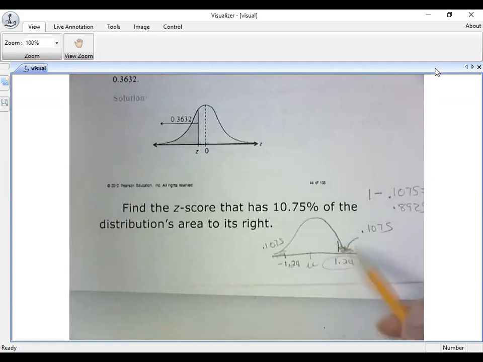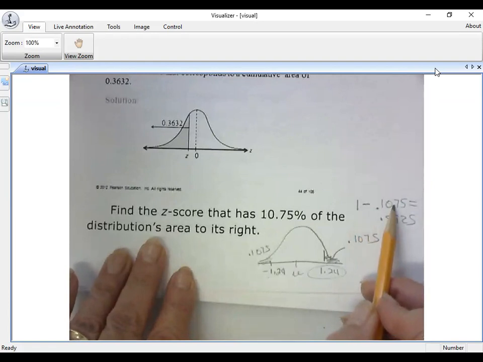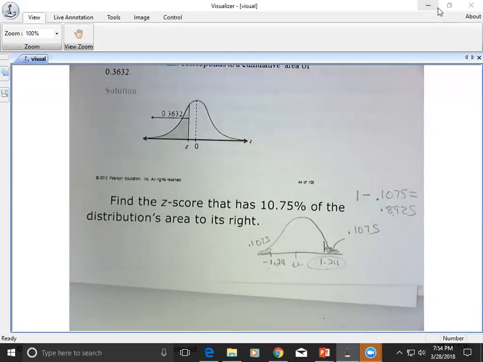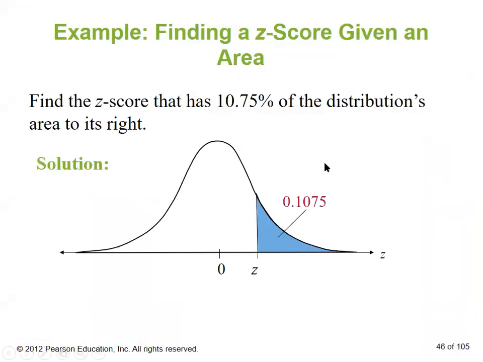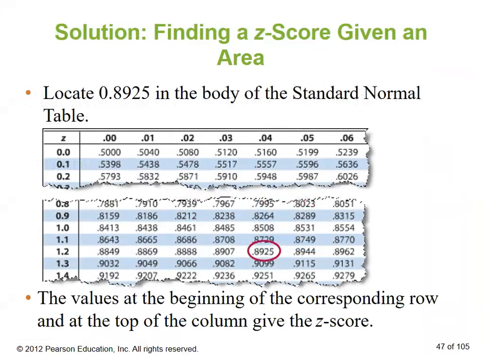If you draw the diagram and you decide, even though this area is to the right, I'm going to look up this number in the table, you just need to remember it's going to be the opposite sign of what came out of the table. Does that make sense? If you want to go ahead and do 1 minus that area, you could look up this number in the table and it will be the actual z value you're going to find. So far, does that make sense? Okay. So there's our diagram. This is explaining, subtract that from 1, look up the 0.8925 in the table, and you're going to find 1.24.